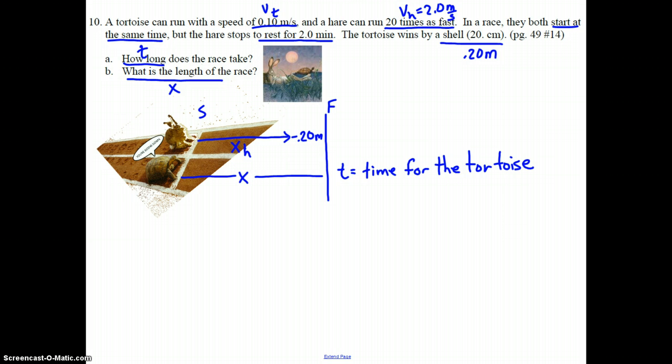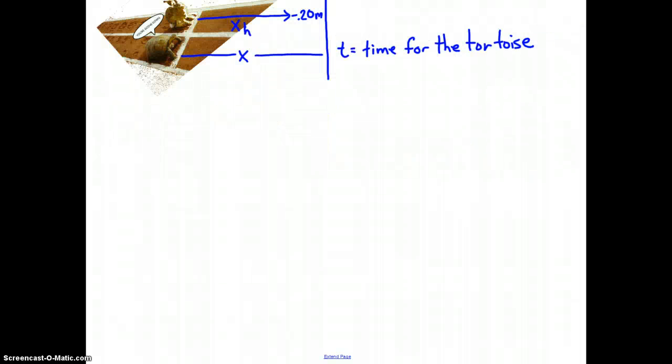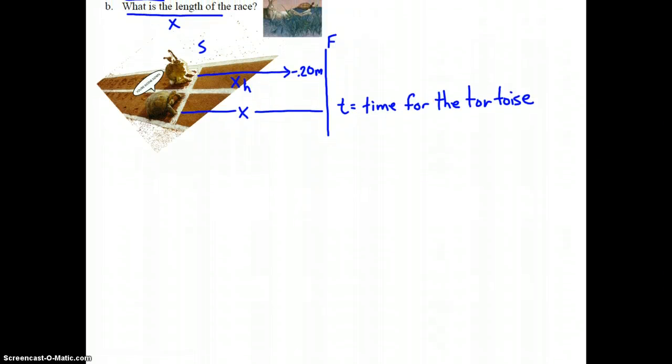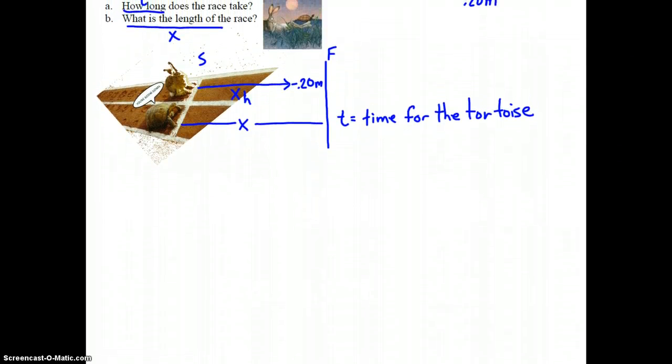Okay? T is the time for the tortoise. All right. Here's how we do these problems. It's really important that you pay attention to this question because you're going to see this theme repeated in a couple other questions that we have. We have two objects that are in motion here, and so we're going to set up a motion equation for each object. And we're going to start with the tortoise.